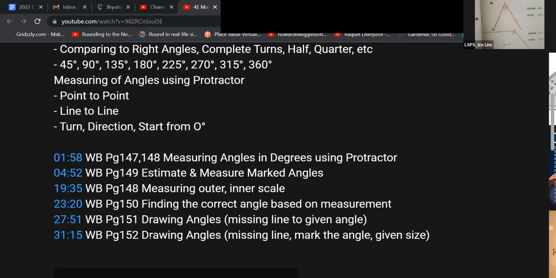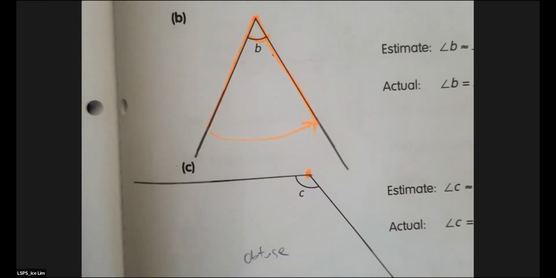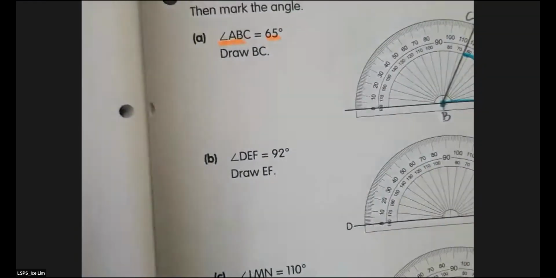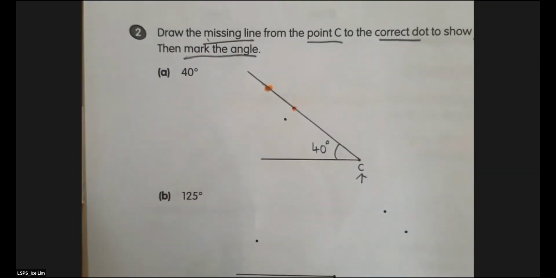So yesterday, the last thing we did was drawing the angle, given the size, but there's a missing line. And also you need to mark out the angle. So I stop share here. Yes, very good. Some of you are diligent in your work. Very happy to hear that. So this is the last thing we did here.